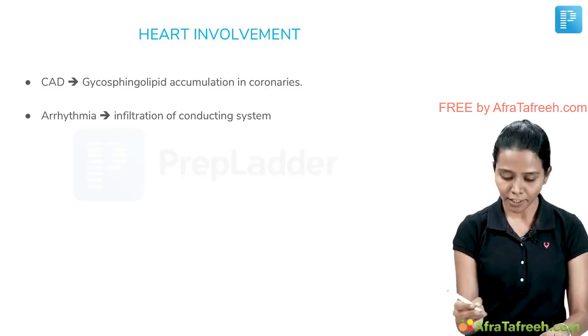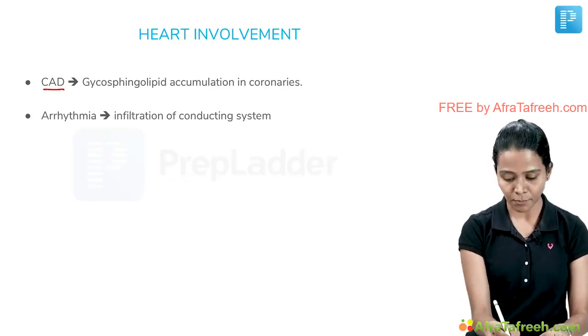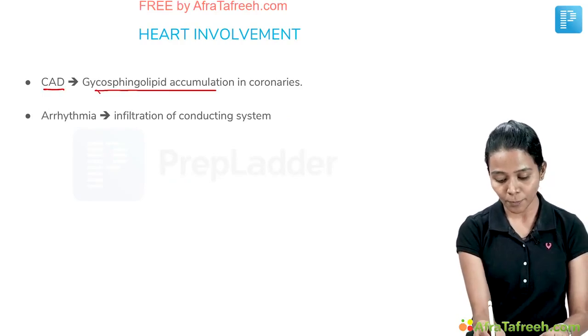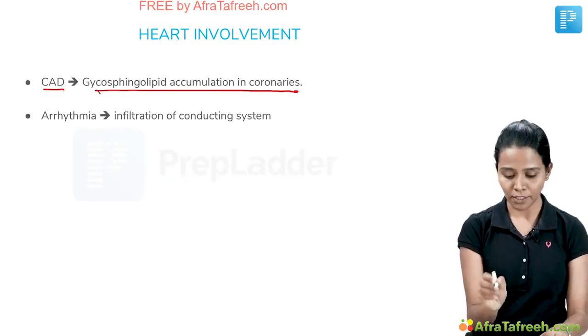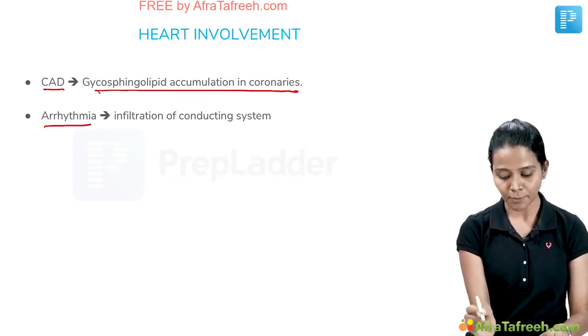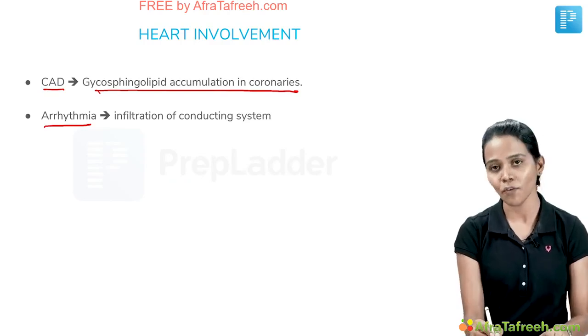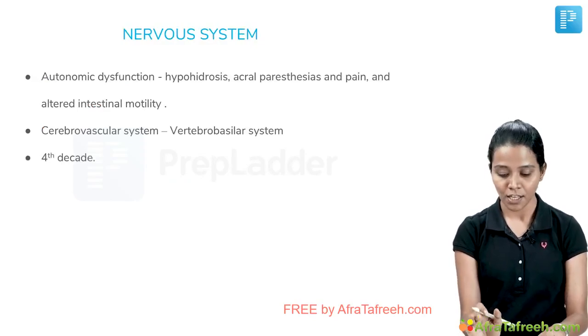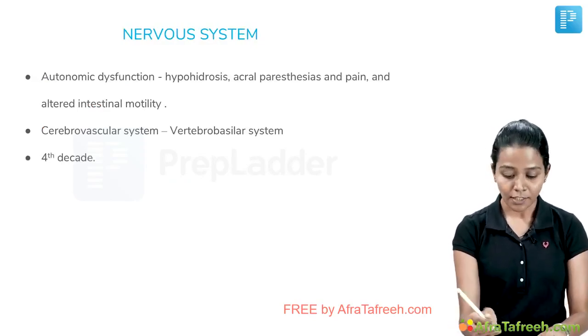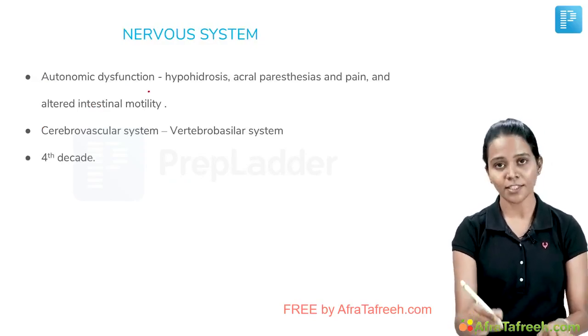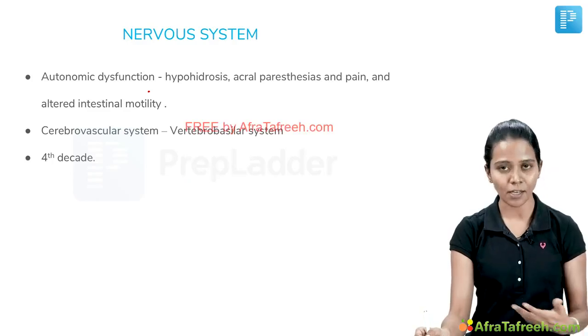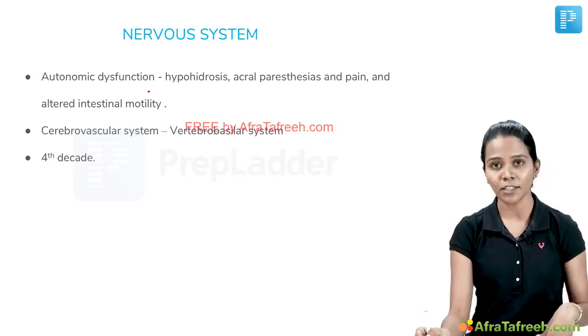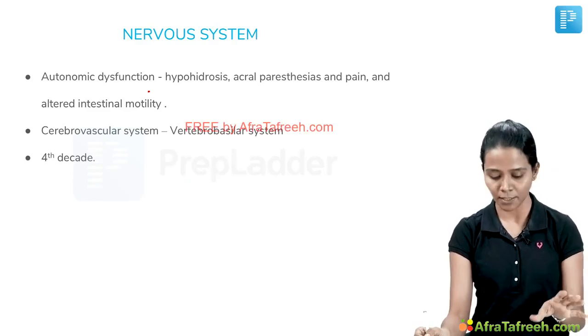Now, heart involvement: coronary artery disease can be seen because glycosphingolipid accumulation can happen in the coronaries, and arrhythmias can be seen because of the infiltration of the conducting system of the heart. So these two are the heart manifestations. Now left is the nervous system. There can be autonomic dysfunction, that is hypohidrosis, or acral paresthesias, pain, altered intestinal motility, all this can be seen.